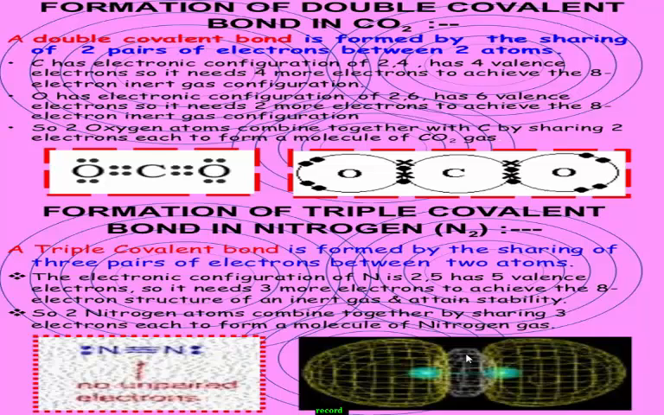Here I take CO2 as an example. Carbon has electronic configuration of 2,4 because its atomic number is 6. In the first shell it contains 2 electrons. In the second shell it contains 4 electrons. Therefore it has 4 valence electrons, so it needs 4 more electrons.